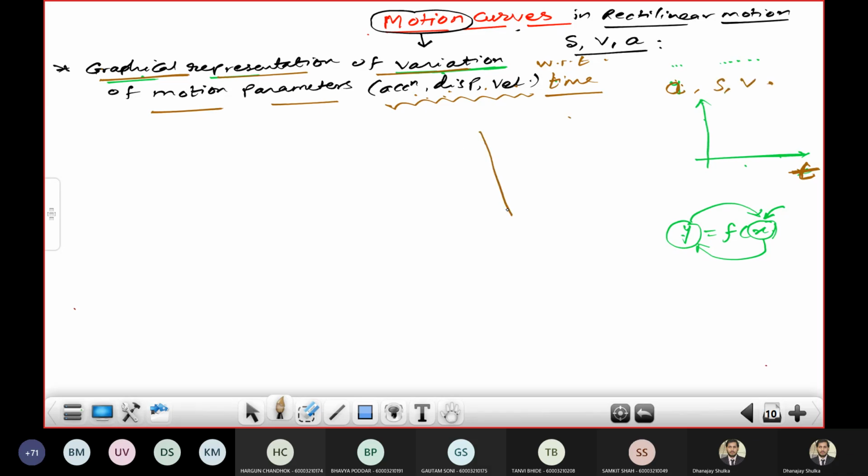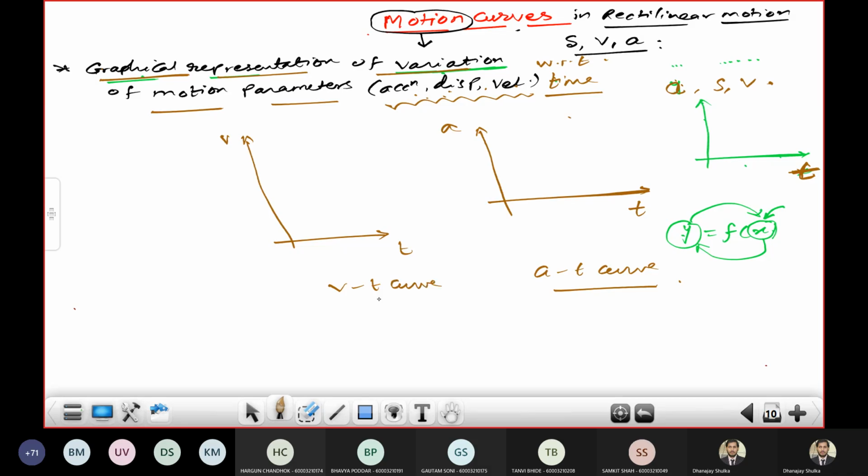If the variation is considered between acceleration and time, it is called an AT curve. If it is considered between velocity and time, it is called a VT curve. If it is considered between S and T, it is called an ST curve. So the three common types of motion curves are the ST curve, VT curve, and AT curve. In the ST curve, your ordinate represents displacement and the abscissa will be time. The abscissa in all three cases will be time.